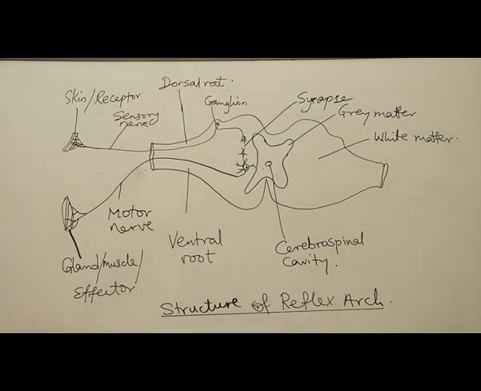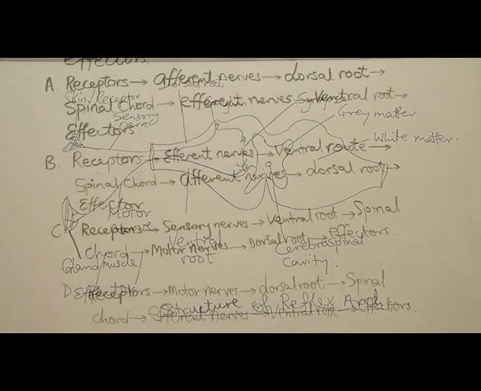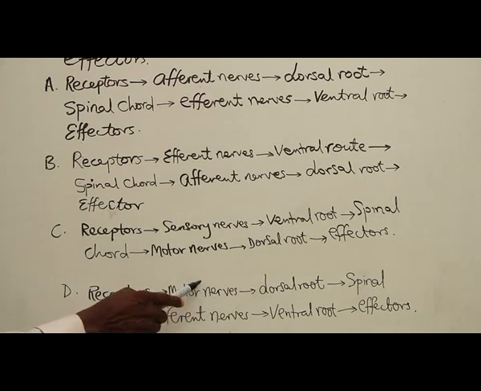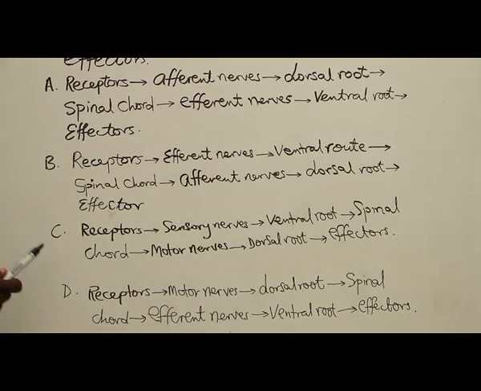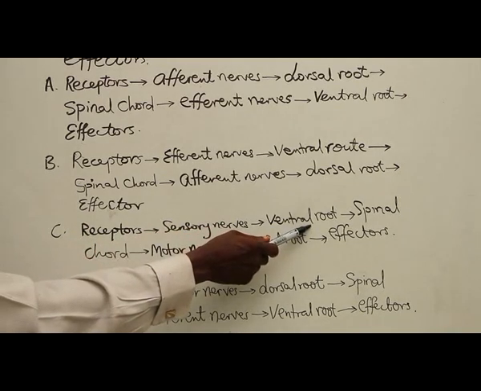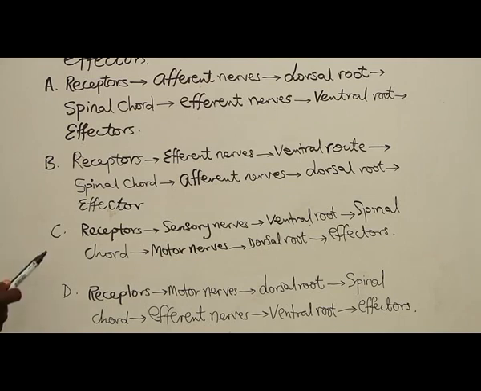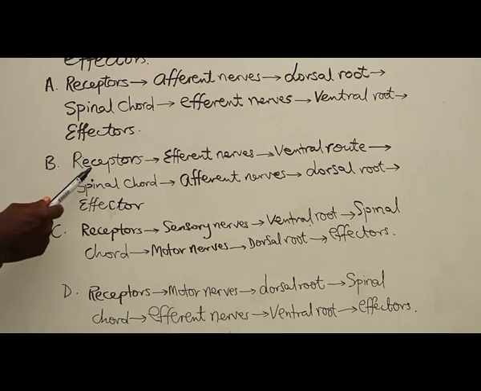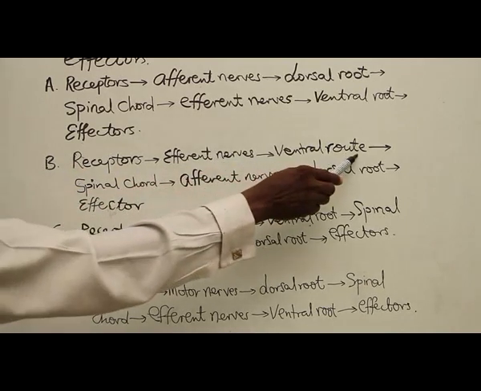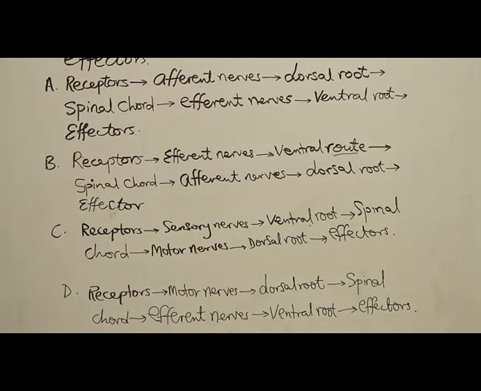Let us now answer question number 5. Let's start our consideration from D. The path through which impulses are transmitted from the receptor is through motor nerves. So option D is out. C, from receptor to sensory nerves, yes. Through ventral root, no. It's through dorsal root. C is out. B, receptor through efferent nerves, that's correct. Through ventral root, even this root is wrong. So that one is out.